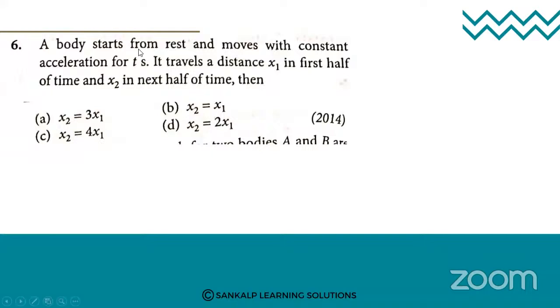Yes, next question. A body starts from rest and moves with constant acceleration for t second. It travels the distance x1 in the first half of time and x2 in the next half of time. So it starts from rest, that means the initial velocity will be 0. It moves with a constant acceleration for t seconds. It travels a distance of x1 in the first half time and x2 in the next half time. Very simple question.